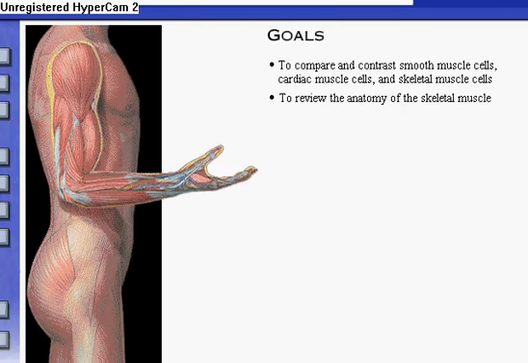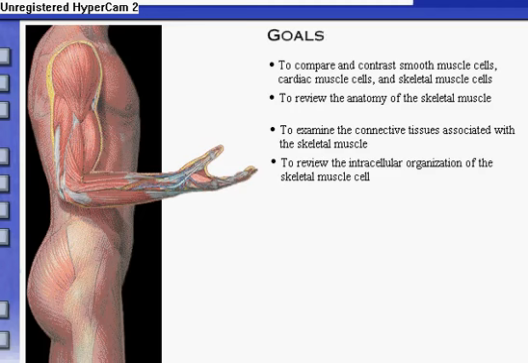To review the anatomy of the skeletal muscle. To examine the connective tissues associated with skeletal muscle. To review the intracellular organization of the skeletal muscle cell.